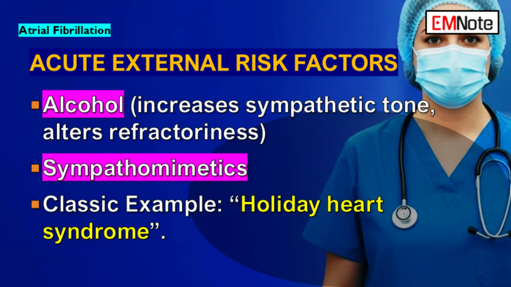And we can't forget the external factors. Beyond those chronic conditions, which 2 classes of substances can kick off an acute episode? Alcohol and sympathomimetics. Yep. The effects of alcohol, increasing sympathetic tone and altering refractoriness, are very well documented. Holiday heart syndrome. The classic example.